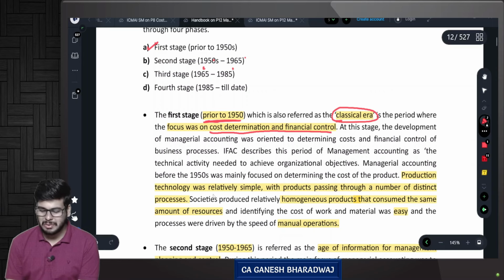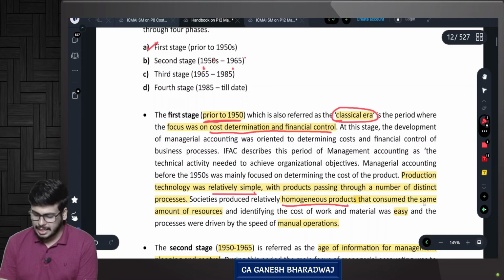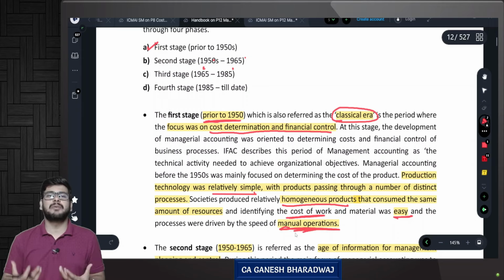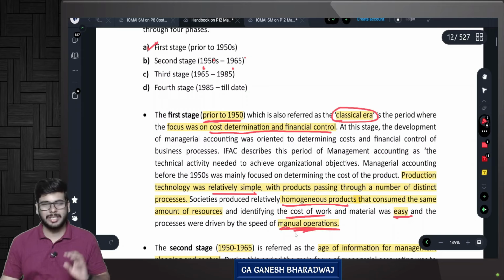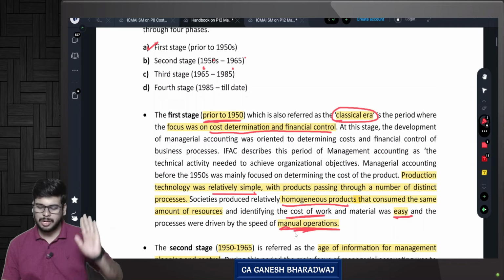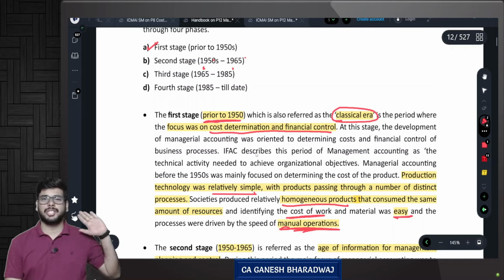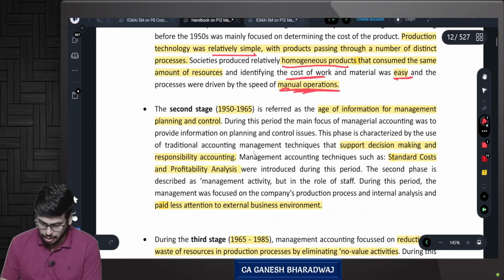Production technology was very simple. Products passed through a number of distinctive processes, and societies produced relatively homogeneous products. Homogeneous means similar products that consumed the same amount of resources, and identifying the cost of the work and material was very easy, and the processes were driven by the speed of manual operations. Labor-oriented technology itself was not there. So at that point of time, the focus was on cost determination and financial control. That's all you need to remember.